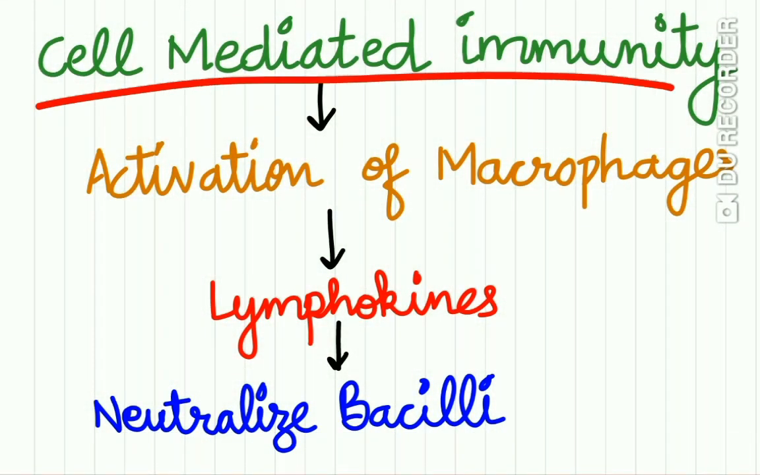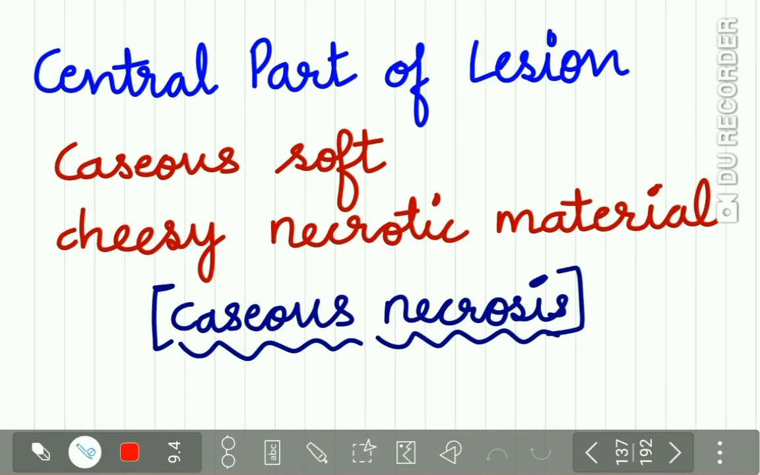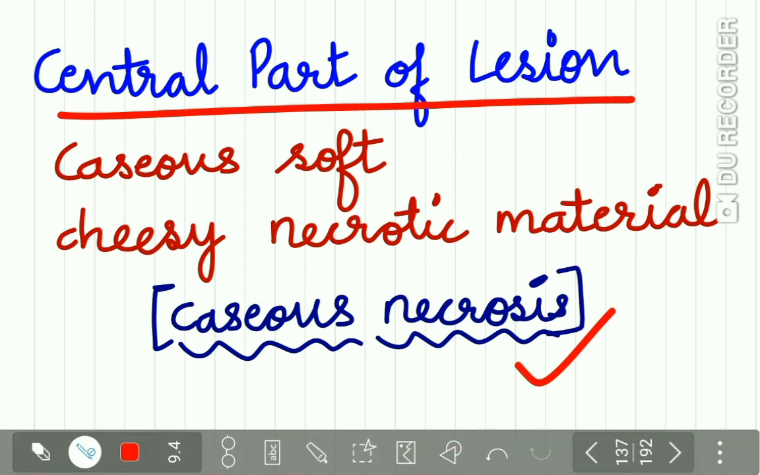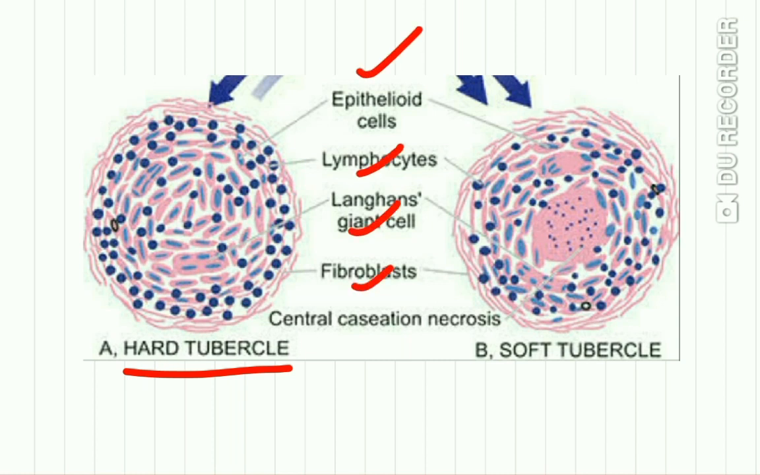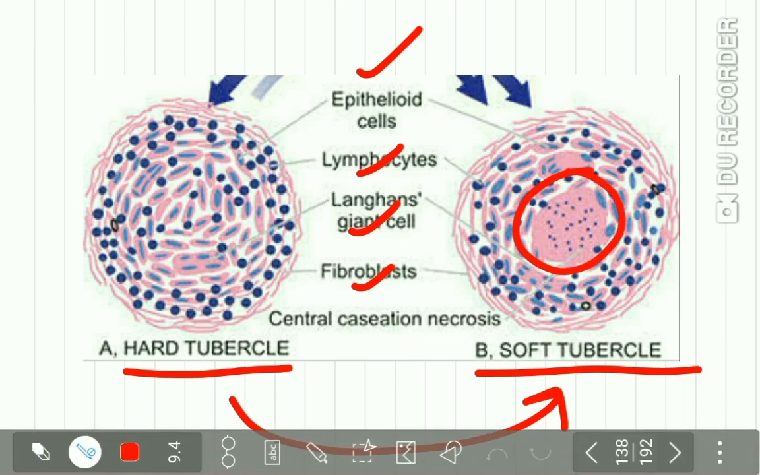Now, the cell-mediated immunity of the host causes activation of macrophages and various lymphokines are released which neutralize the bacilli. Now, the central part of this tubercle may undergo caseous necrosis and is filled with a soft, cheesy material. So here you can see the hard tubercle made up of epithelioid cells, lymphocytes, Langerhans giant cells, fibroblasts, and here the hard tubercle is converted into soft tubercle because in the center of the lesion caseous necrosis has occurred.